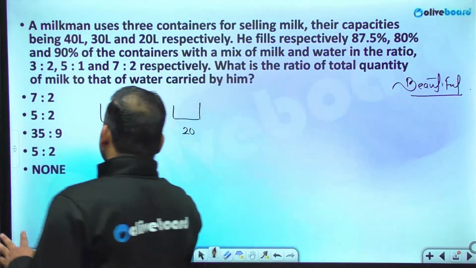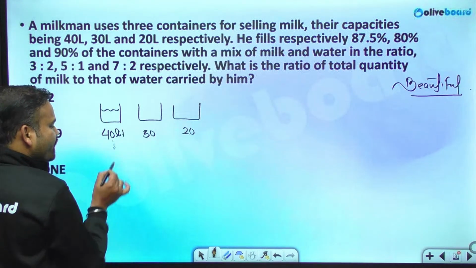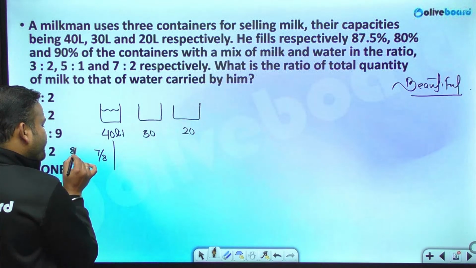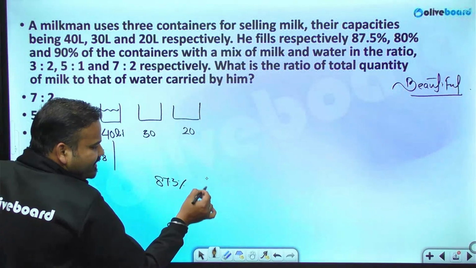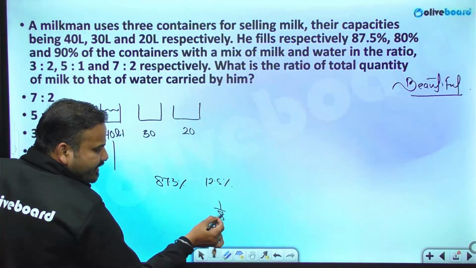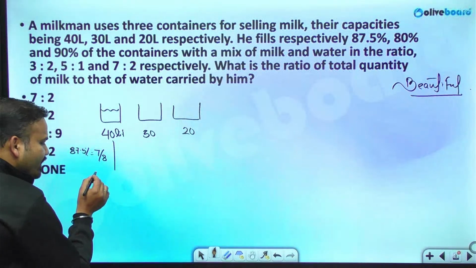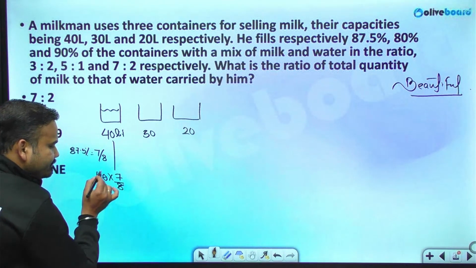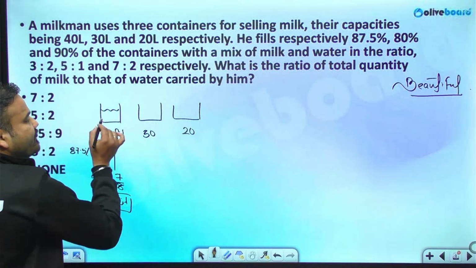So this is of 40 liter, but this entire container was not filled. This was filled by 7/8 part. What is 7/8? 87.5%. How did you find this 87.5% as 7/8? Either you have a lot of practice or do one thing. 100 minus 87.5% is 12.5. Both are making a complete figure, right? 12.5% is 1/8. So if out of 8 this is 1, out of 8 this will be 7. So though the container was of 40 liter, the amount of mixture I am putting into it is 35 liter. So basically this container is of 35 liter now.